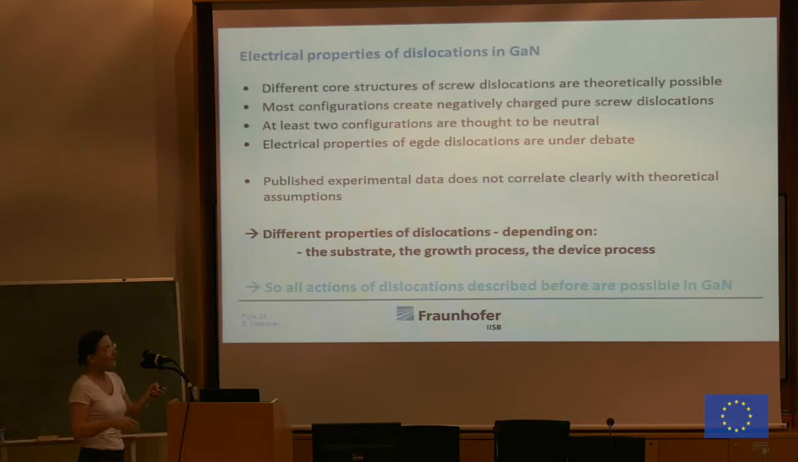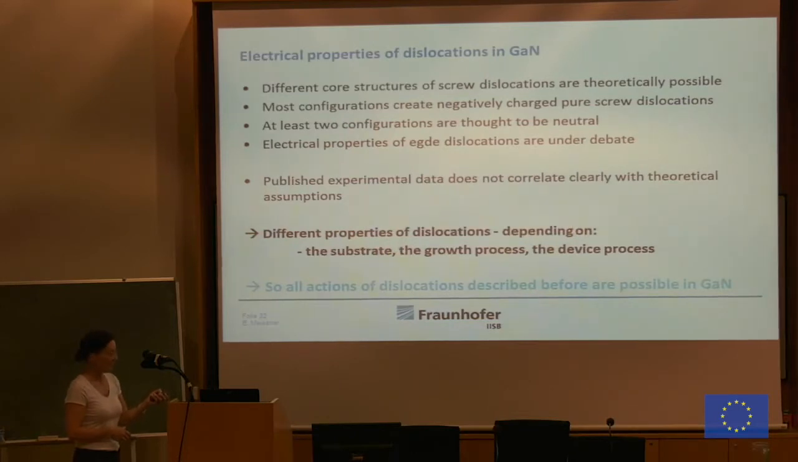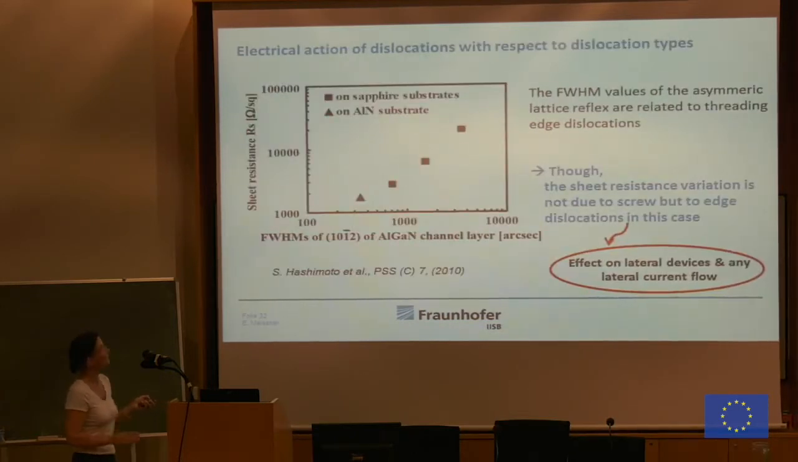So all actions that I described before, like reactions, scattering, and so on, are possible in gallium nitride. So we have to think about all those actions. And this is an example which just shows you what dislocations can do with respect to their dislocation type. So consider an edge-type dislocation and a current flow along the direction of the plane where the edge dislocations exist.